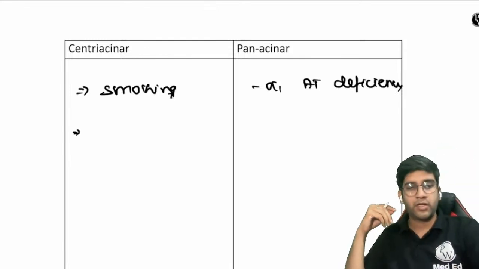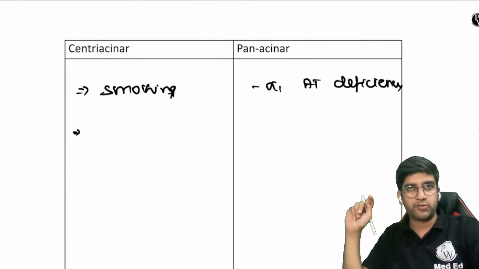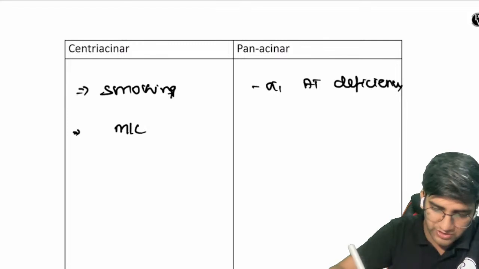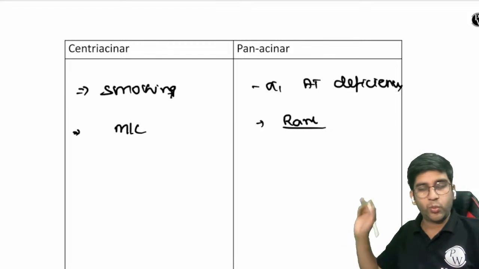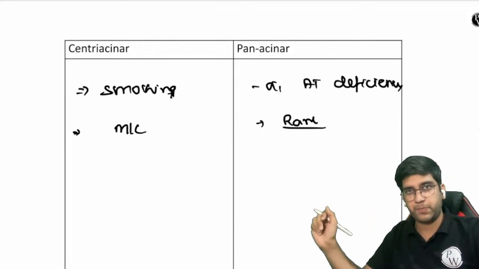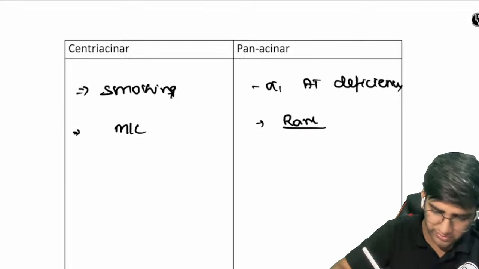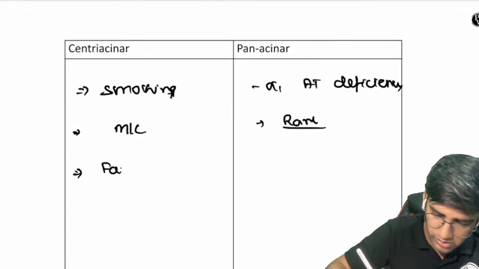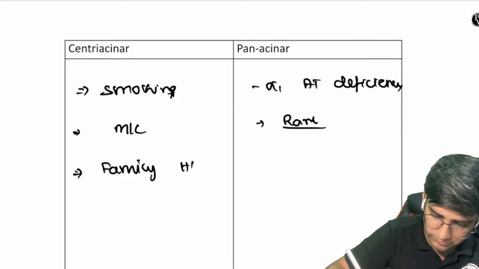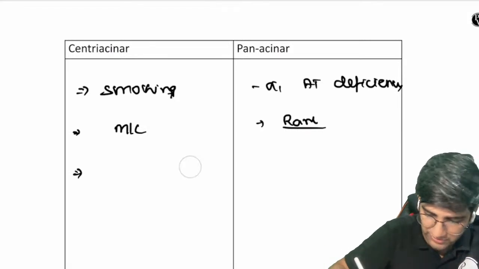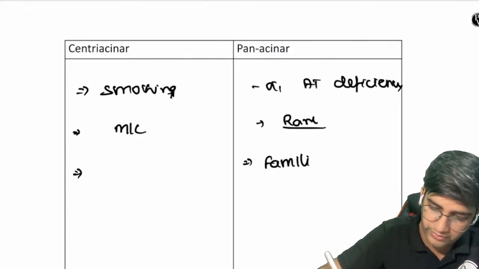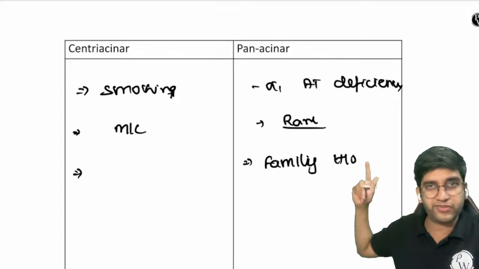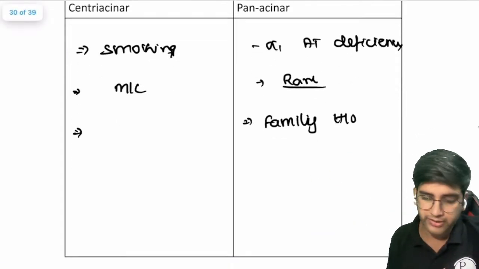Second, which do you think is more common, centriacinar or panacinar? If something is due to smoking, that's the most common subtype. Panacinar is obviously rare. Which of these do you think will have a family history? Panacinar will have a family history, because it's genetic. Centriacinar, being smoking related, might not have a family history.